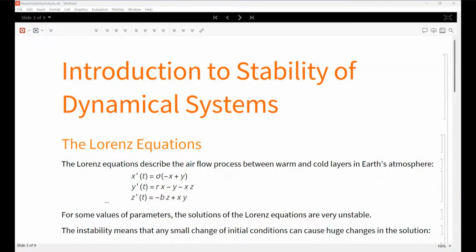And if you try to solve this system numerically, for some values of parameters and also for some initial conditions, you will see that the solutions are very unstable. And the instability here means that any small change of initial conditions can cause huge changes in the solution. And there is an example about this issue. If at some point of the planet a butterfly moves its wings, that can cause a tornado in some other part of the planet.